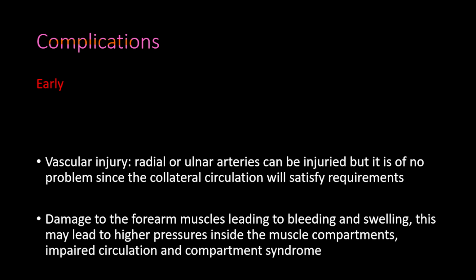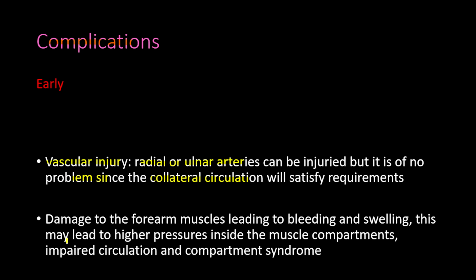Finally, let's talk about the complications of the radius and ulna shaft fractures. So we have early complications and late complications. Early complications include nerve injuries, and nerves that could be injured in those fractures include the anterior and the posterior interosseous nerves, the ulnar nerve, and the radial nerve. Another early complication is the vascular injury, and the radial or the ulnar arteries can be injured, but it is of no problem since the collateral circulation will satisfy the requirement.